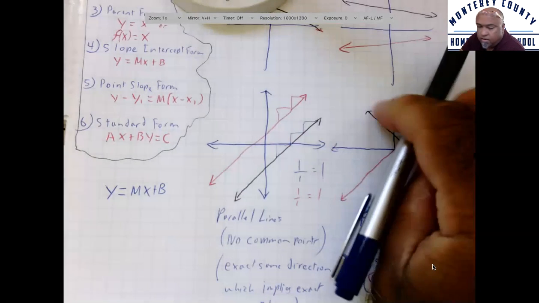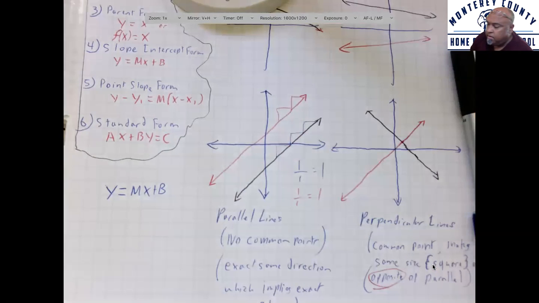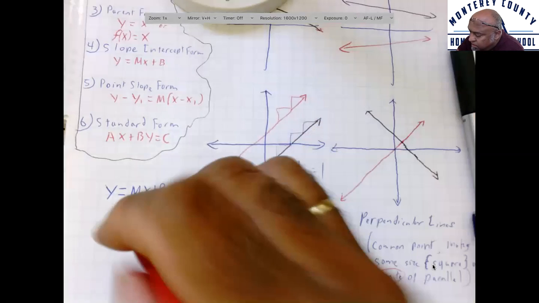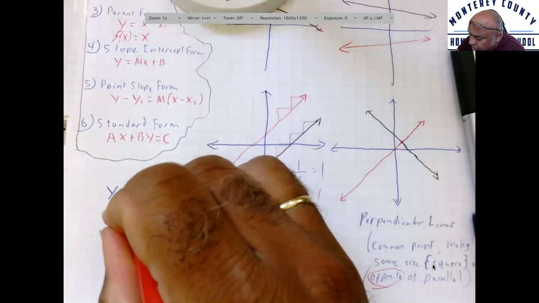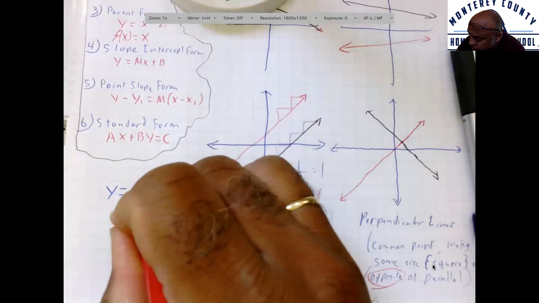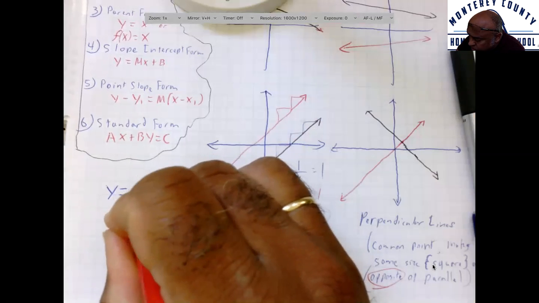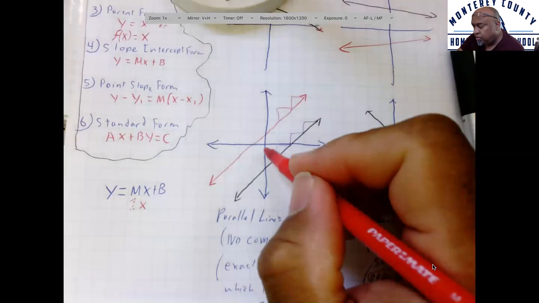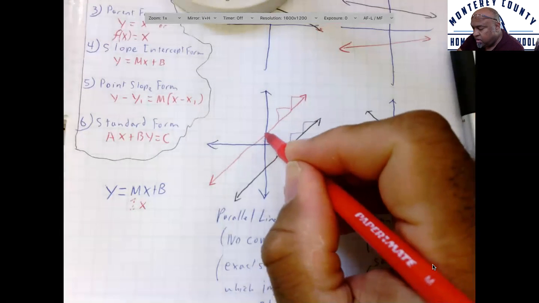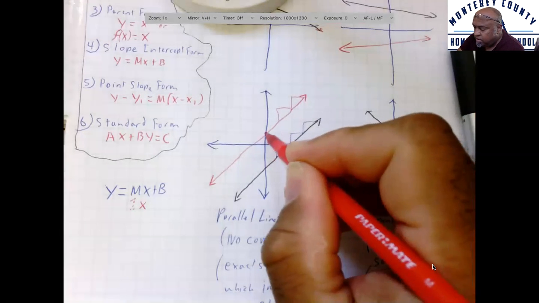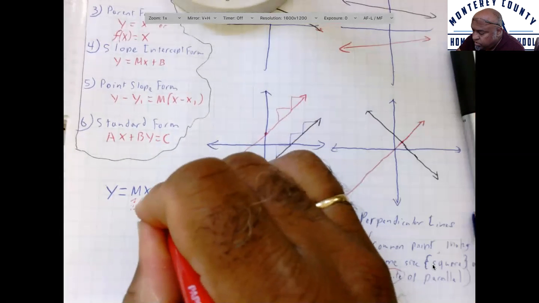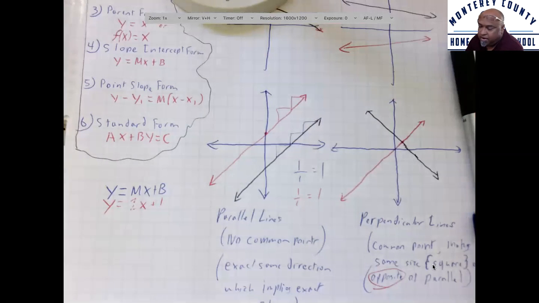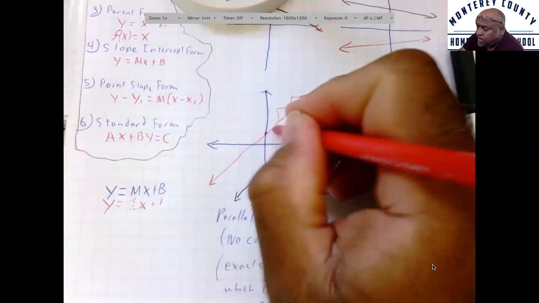So let's start with the red line first. Let me grab my red pen here. Looking at the red line, we know that the slope is 1. So I'm going to write a ghost 1 here. And b is the y-intercept. So where does it cross? It looks like it crosses right here at 1. So y equals 1x plus 1. There we go. There's the equation for the red line.